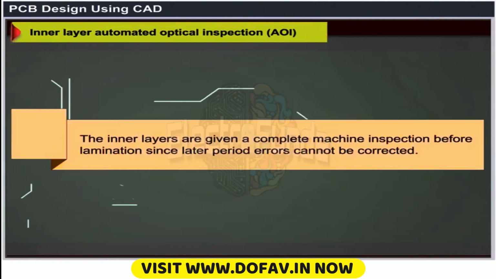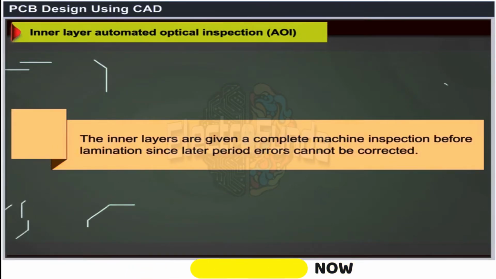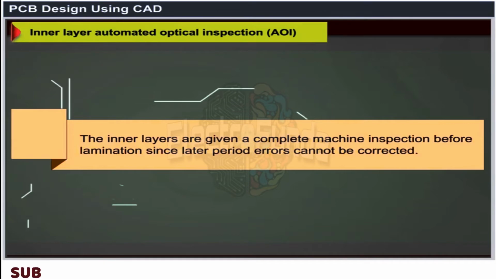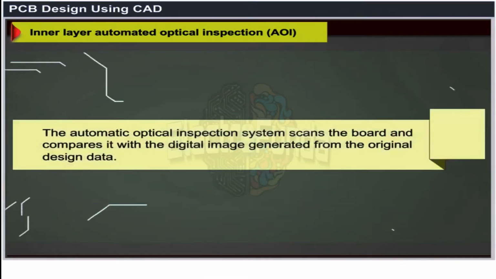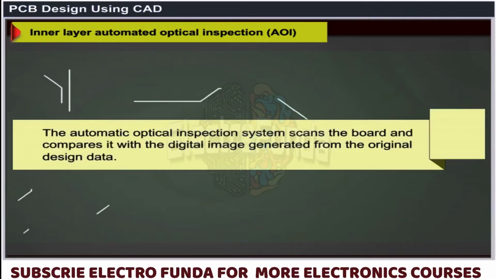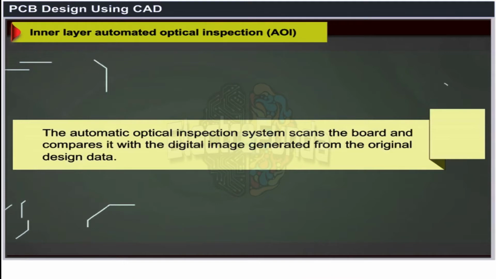The inner layers are given a complete machine inspection before lamination because afterwards mistakes cannot be corrected. The automatic optical inspection system scans the board and compares it with the digital image generated from the original design data.